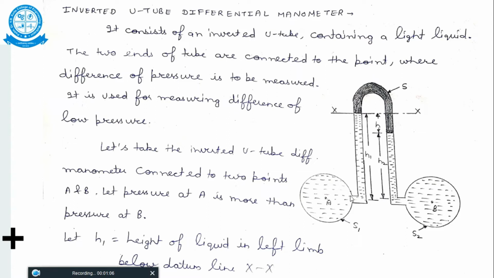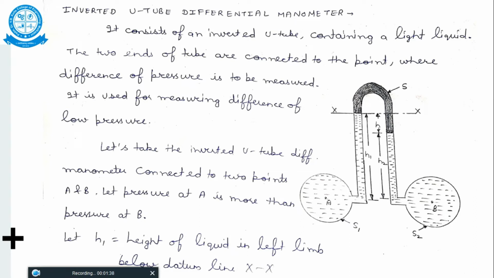Okay, now see, S1 will be the specific gravity of the liquid available at point A. S2 will be the specific gravity of the liquid available at point B. S will be the specific gravity of the light liquid available in the U-tube. H1 will be the height of liquid in the left limb. H2 will be the height of liquid in the right limb. H will be the difference of liquid levels in the U-tube manometer.